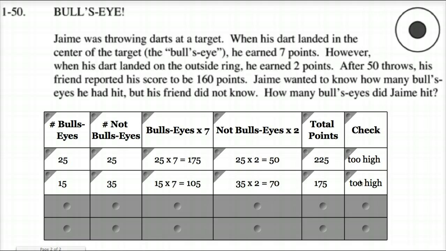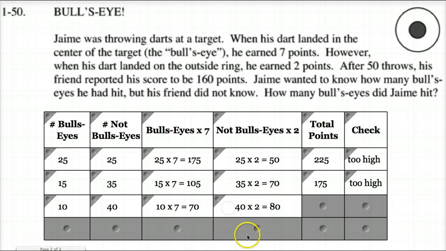So I'm going to decrease the number of bullseyes one more time. I'm going to pick 10. If I had 10 bullseyes, I'd have 40 that were not bullseyes. 10 times 7 is 70. 40 times 2, because the non-bullseyes get 2 points each, is 80. When I add those together, 80 and 70 are 150, and now I'm too low.